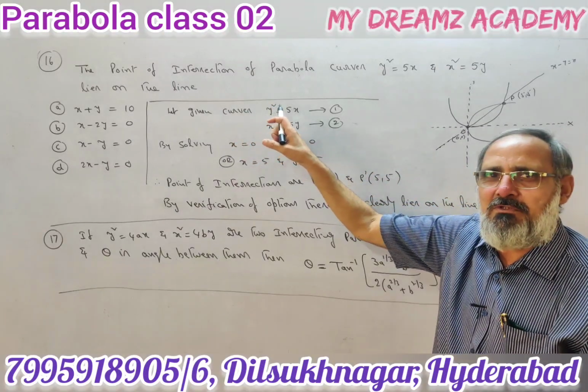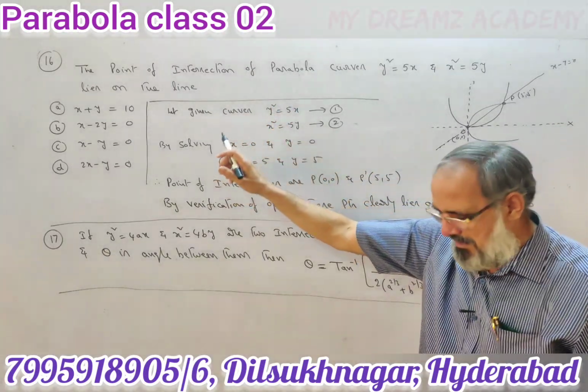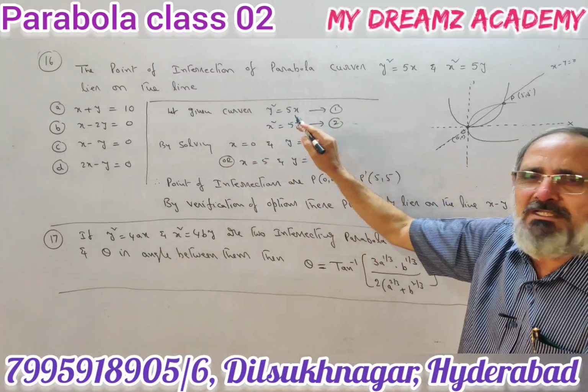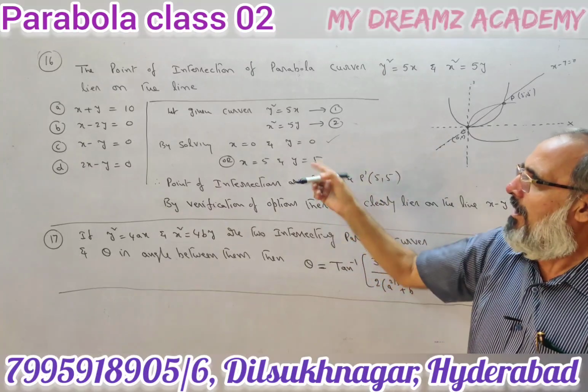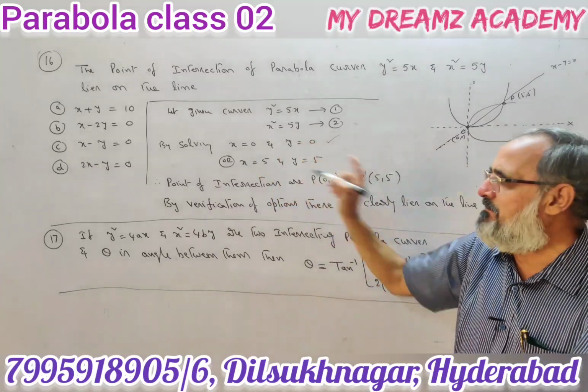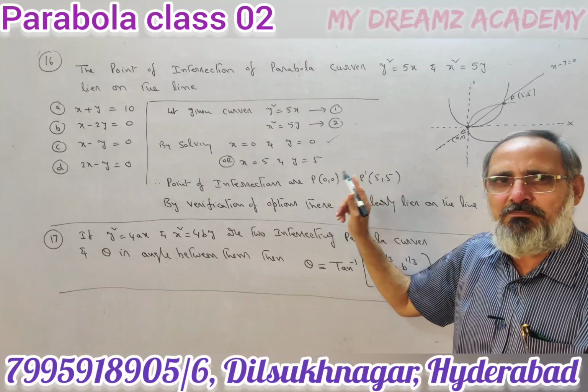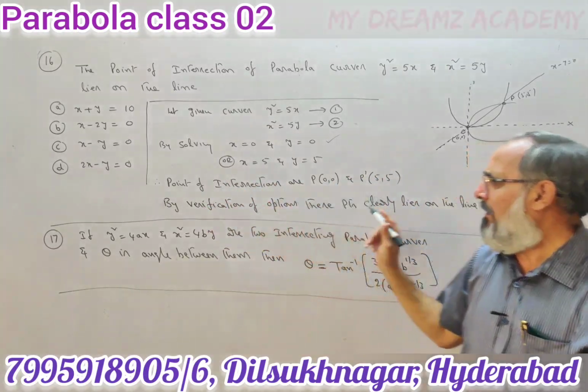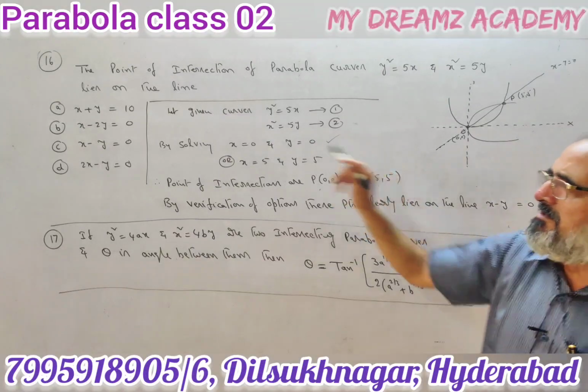Origin means we know it is 0, 0, and there is another point. Given two curves y square equal to 5x and x square equal to 5y. By solving these two, we obtain that both are satisfied by 0, 0, or else x is 5 and y is 5. The points of intersection are P 0, 0 and P dash 5, 5. By verification of options, both the points should pass through.